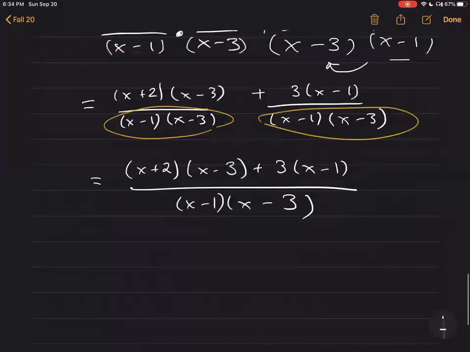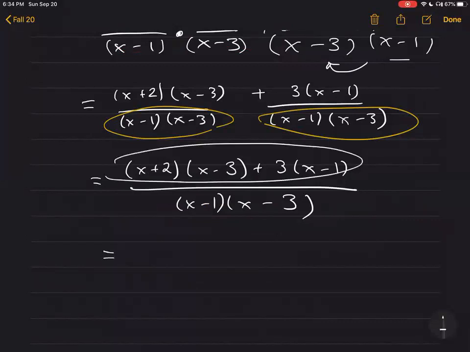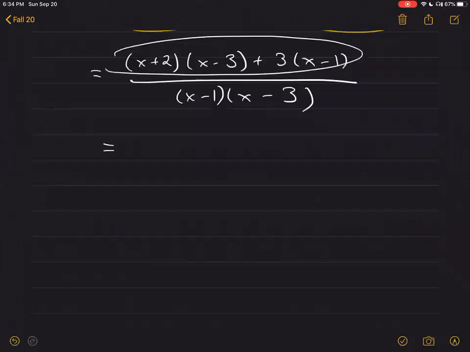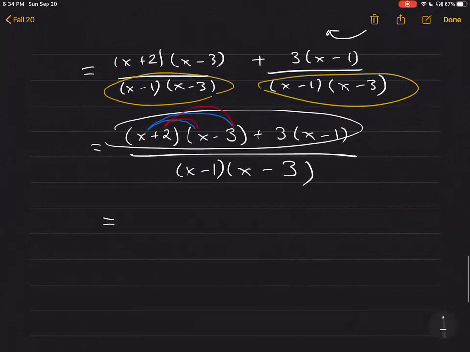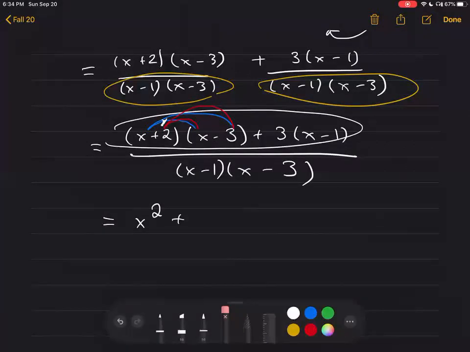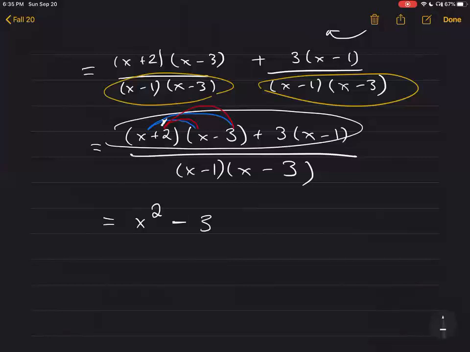And then for a complete answer, you need to do this addition up here, this polynomial addition. So we're going to go ahead and FOIL this out here, like that. So you're going to get x squared, this first blue line here, plus, or sorry, not plus, it's going to be minus 3x from the second blue line, and then plus 2x from this first red line, and then minus 6 from the second red line.